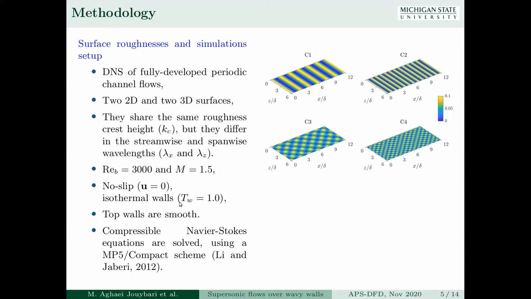We've used no slip boundary condition for velocity components and isothermal walls for temperature. The top walls are considered to be smooth, and the compressible Navier-Stokes equations are solved using a combination of monotonicity preserving and compact schemes.